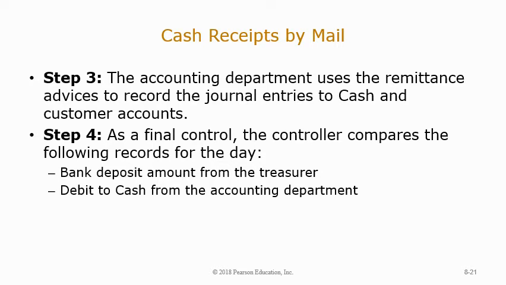Step 3, the accounting department uses the remittance advice to record the journal entries to cash and the customer accounts. And step 4, as a final control, the controller compares the following records for the day: the bank deposit and the debit to cash from the accounting department.